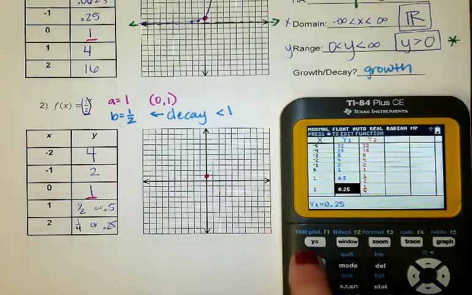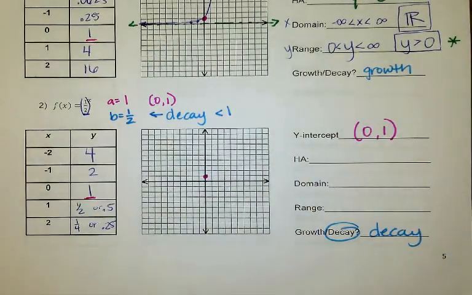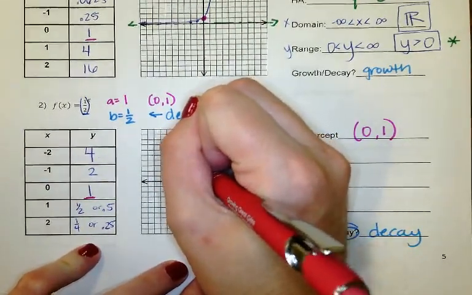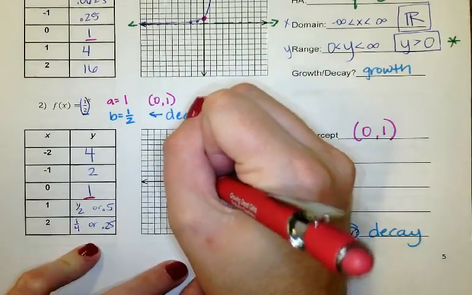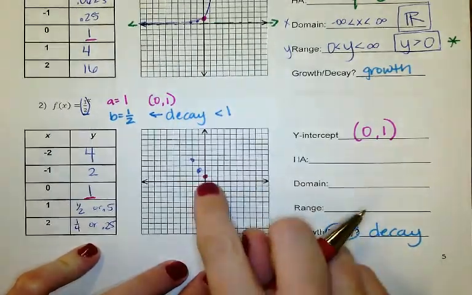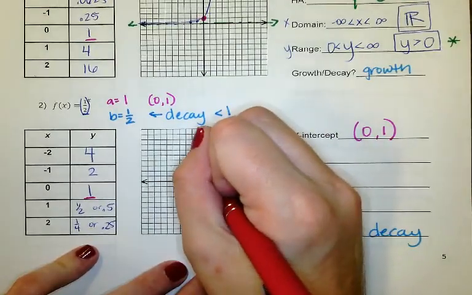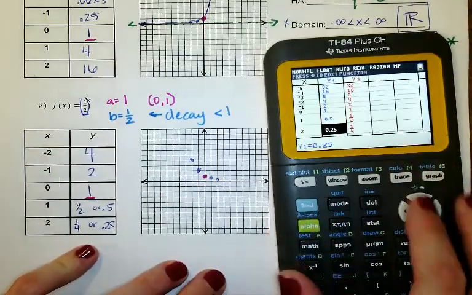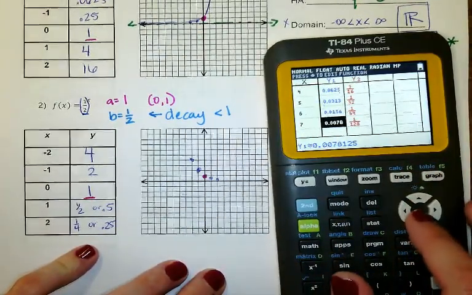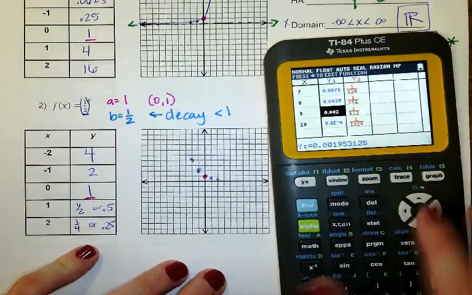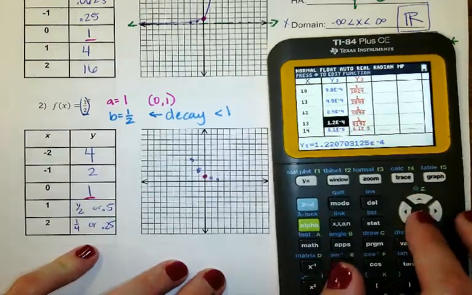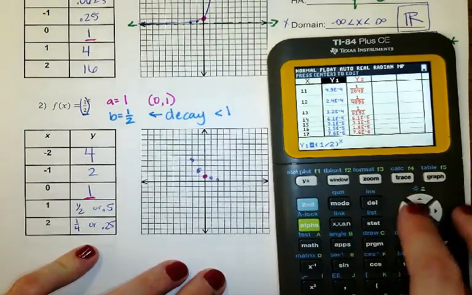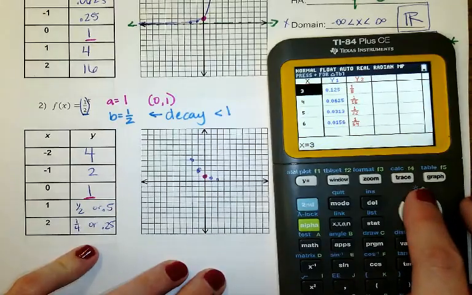Then we're going to go here. Let's actually graph this. -2, 4. -1, 2. 0, 1. 1, 1/2. 2, 1/4. And then, guys, what you will notice is as you go, it gets smaller and smaller and smaller. Does it ever touch 0? No, it never touches 0. Okay, guys? But it just gets tinier and tinier. So it gets smaller and smaller either as a fraction or a decimal.